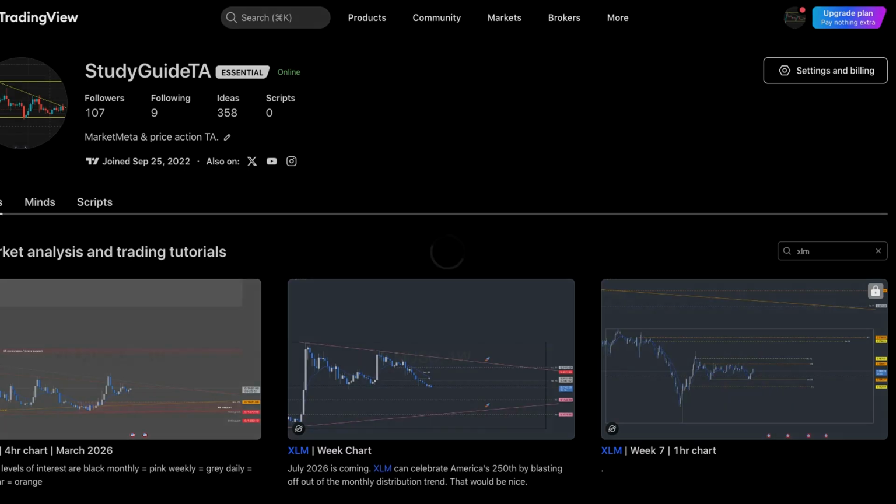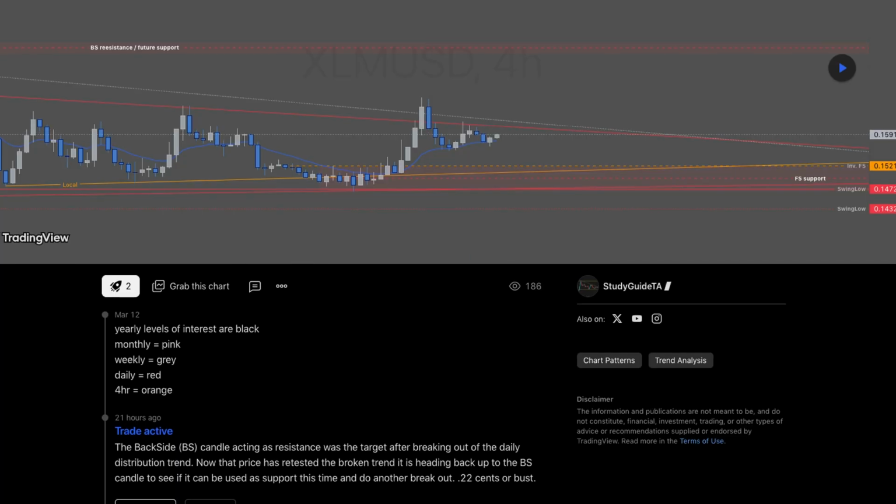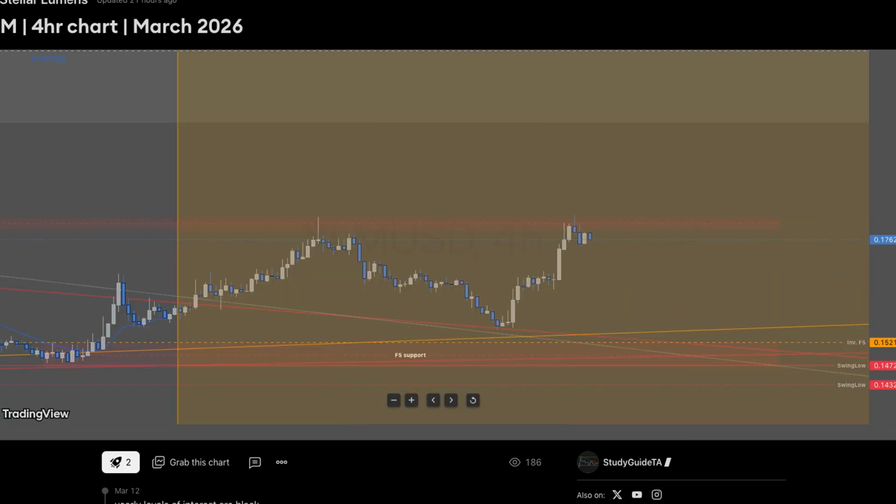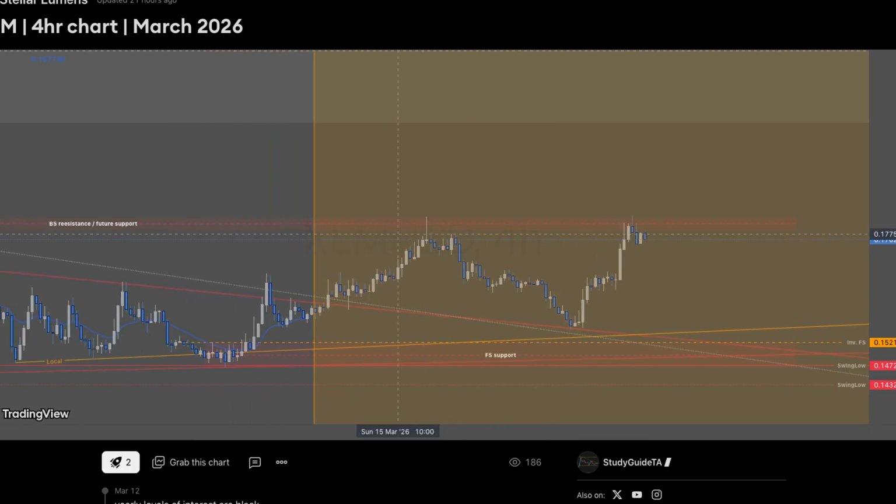If we look at the XLM 4-hour chart from March 2026, that was posted on March 12th, we can see some lower time frame price action. The red lines are daily time frame. So we have a backside resistance acting as resistance. It'll be a future support if it could get over it. But when a daily distribution trend breaks, it will target a daily or weekly trend.